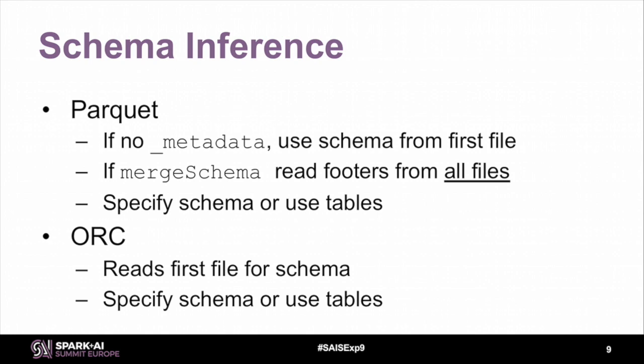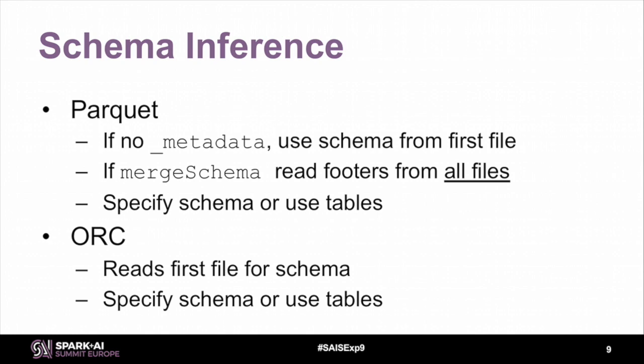So for older Parquet data sets that were written either with older versions of Spark or with other systems, there may be a metadata path that Spark can look into and pull the schema from. If that's not there, it'll read the first file in the path that you're loading and then pull the schema from there. So that'll be pretty quick.